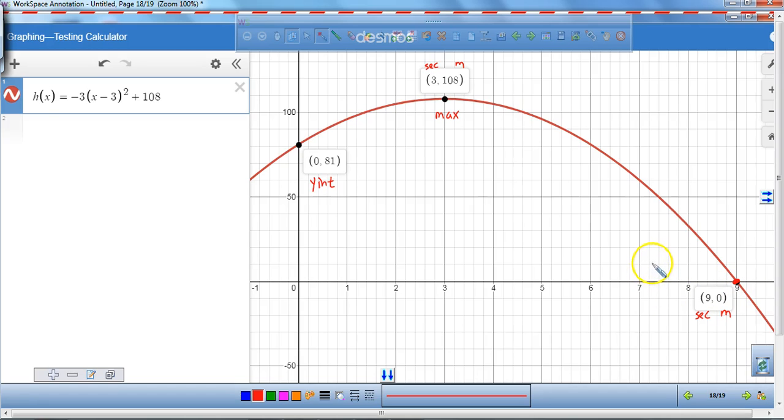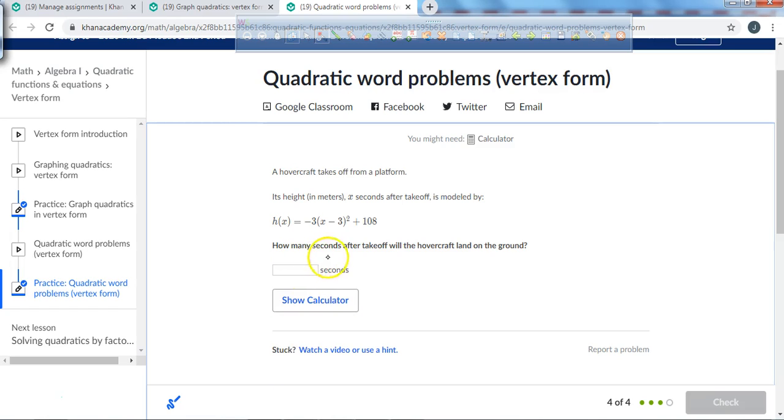What I need you guys to understand is the questions are going to be asking about, like, what was the height at the time of takeoff? At the time of takeoff, the height was 81 meters. Over here, this represents the maximum. How long did it take to reach its maximum height? 3 seconds. What was its maximum height? 108. How long did it take for it to hit the ground? 9 seconds. Any one of these points they could ask you about. Ours says, how many seconds after takeoff will the hovercraft land on the ground? Well, that only took 9 seconds. So you have to know which point they are asking you about.